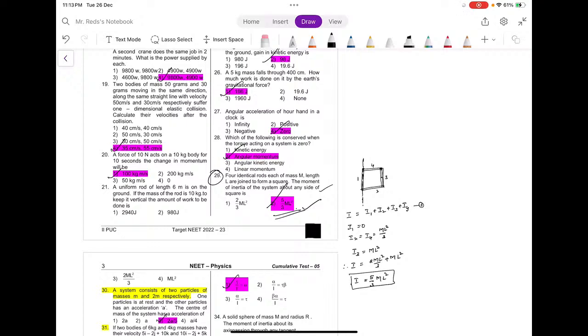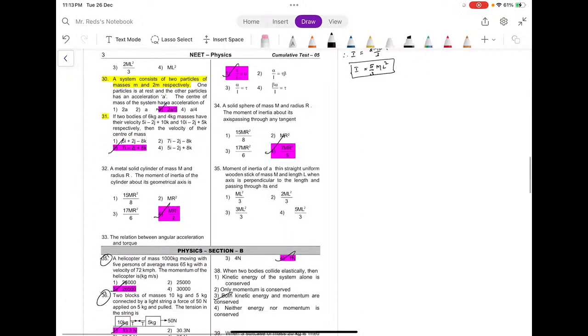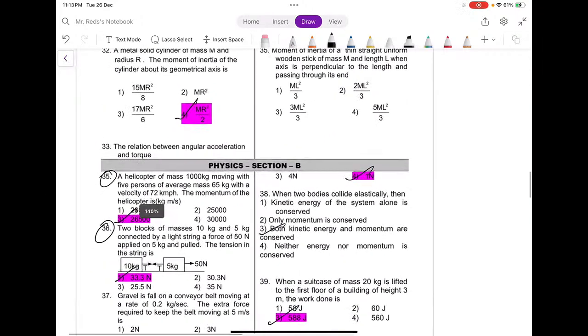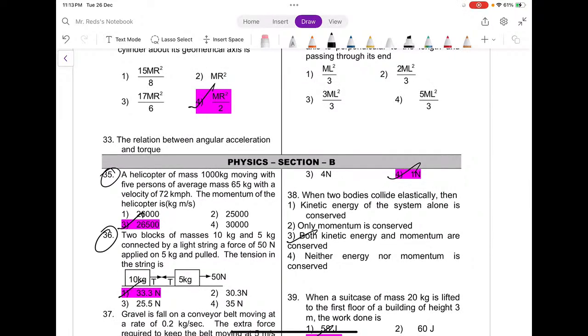Right. Then next question. See, question number 35. Next, let us see question number 35. A helicopter of mass 1000 kg moving with 5 persons of average mass 65 kg with a velocity of 72 km per hour, then the momentum of the helicopter is.